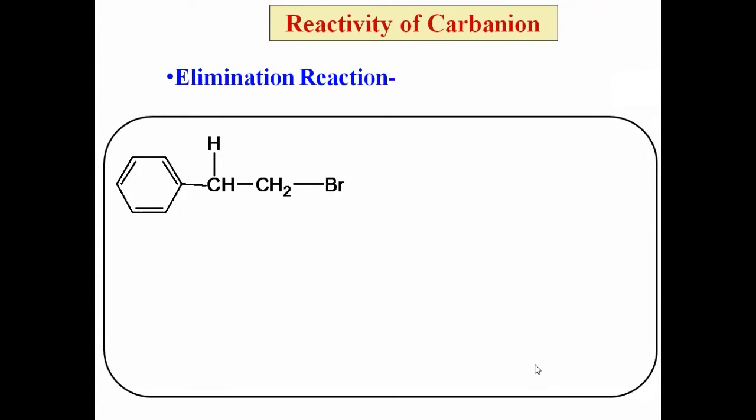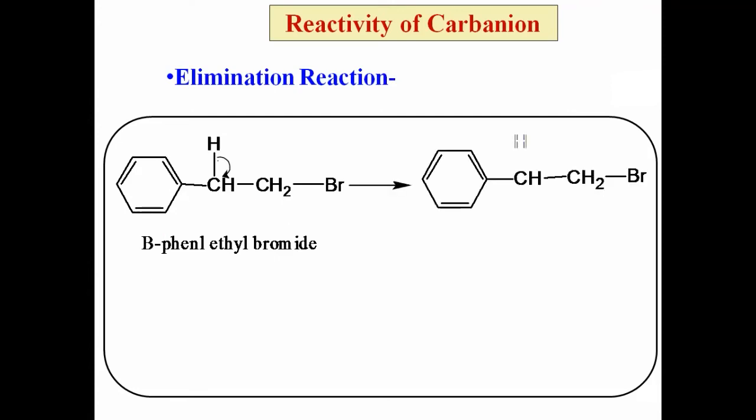Let us see another example of elimination reaction. Okay, this is beta phenyl ethyl bromide. Beta phenyl ethyl bromide on reaction with base can easily lose that hydrogen. Okay, in presence of base, it can easily lose that hydrogen. That electron pair goes on the carbon and the carbon acquires a negative charge. A negative charge comes on it. We get the carbanion. Okay, this is the carbanion.